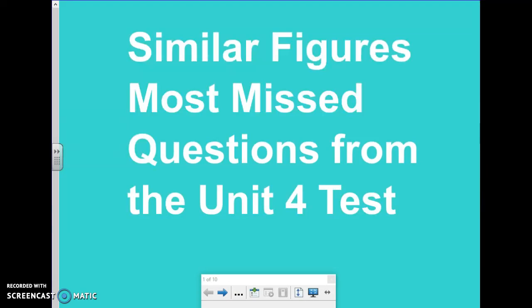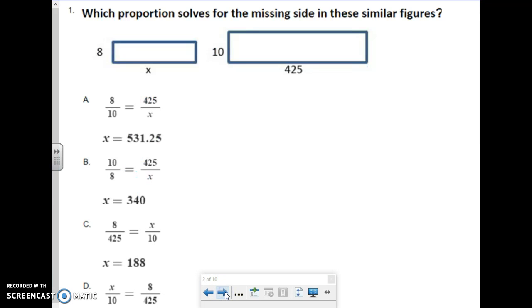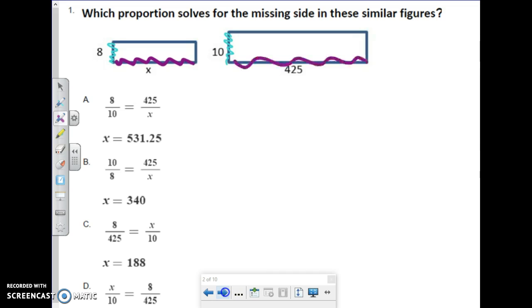All right, today I'm going to go over the most missed questions from the Unit 4 test on similar figures. The first most missed was question number 1. The first thing we have to do is go ahead and match up our sides. The small side on the small rectangle is going to match the short side on the large rectangle. The long side on the small is going to match the long side on the large.